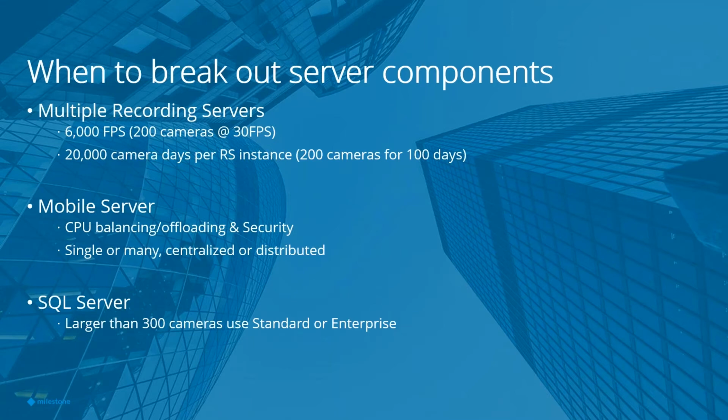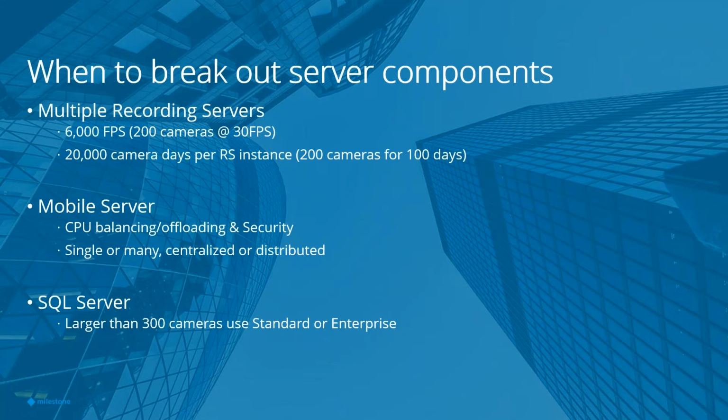Scalability is one of those things that we kind of pride ourselves in, and being able to scale systems up requires knowledge on when to do that. Milestone is a completely modular system, and almost every component is able to have its own dedicated hardware. The first component that we usually look at to break out is the recording server. But what are some rules about when and how to?